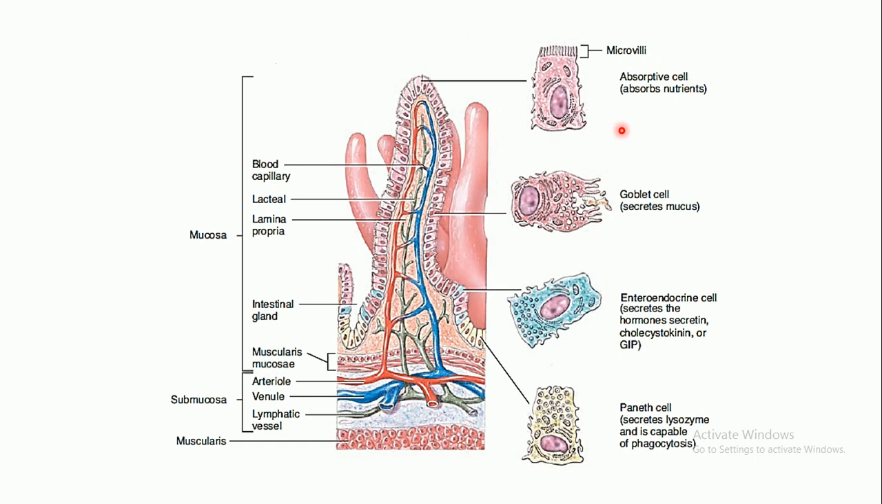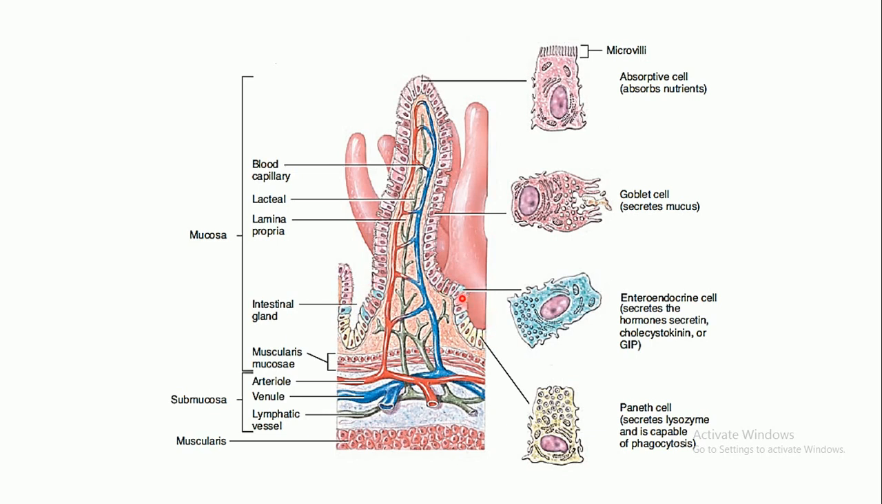These are the absorptive cells. This is how an absorptive cell looks. Its main function is to absorb the nutrients. Also the digestive enzymes are secreted over here. We'll come to that a little later. Then another type of cell present in between are the goblet cells, which secrete mucus, and these are the intestinal glands.